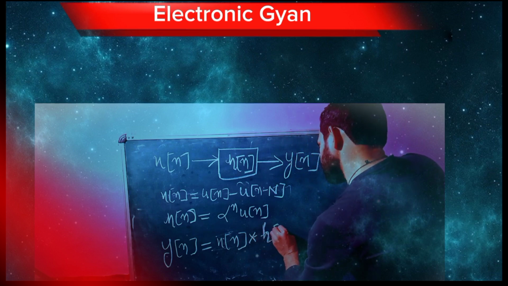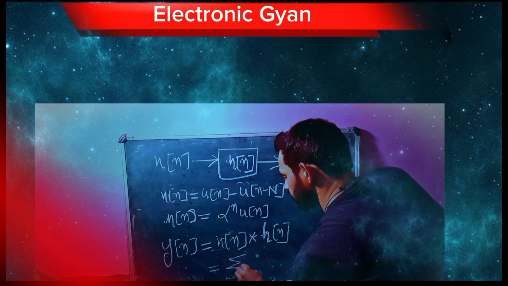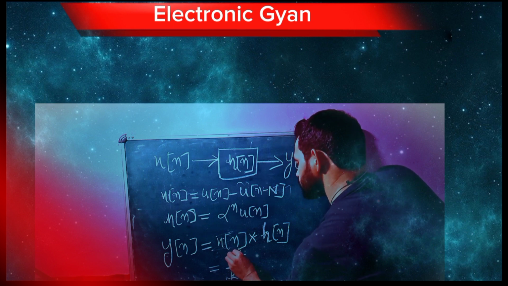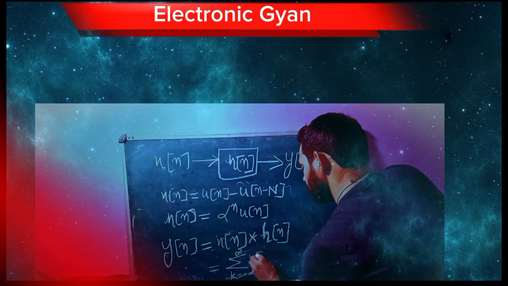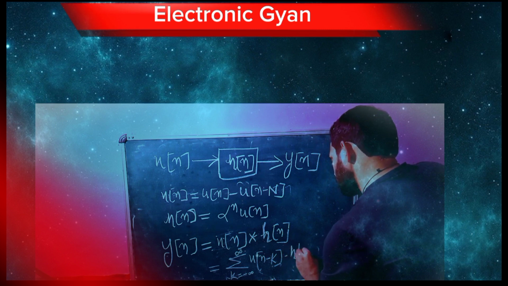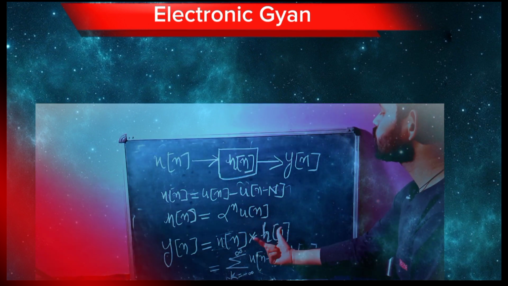Okay, h of n. Now which method is suitable for me? I will take k ranging from minus infinity to plus infinity. I will first reflect this input sequence, x of n minus k, into h of k. I will take this summation, which is suitable for me to solve this convolution.